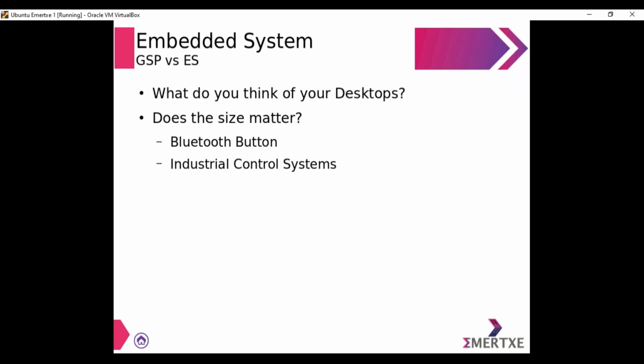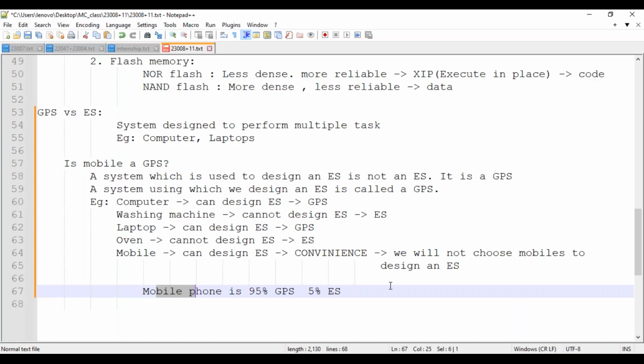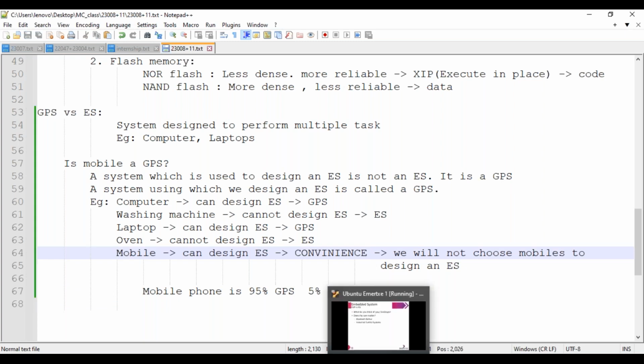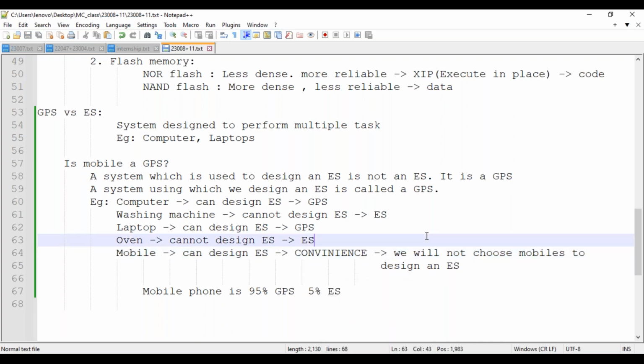It always depends on the convenience under which you are going to take it. So mobile phones are 95% general purpose system and 5% embedded system. This was the only reason we had mobile phones put under the examples of the embedded system. Is that clear? Okay. So that was the important topic to be known, general purpose system versus the embedded system. Now let us move to the next.